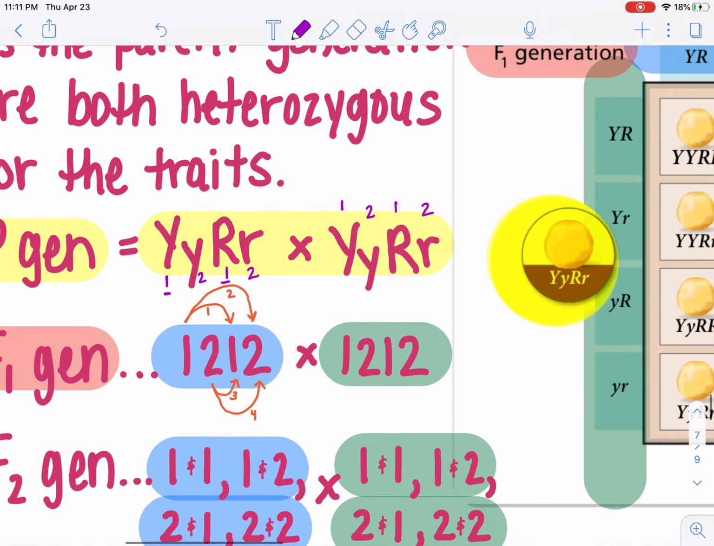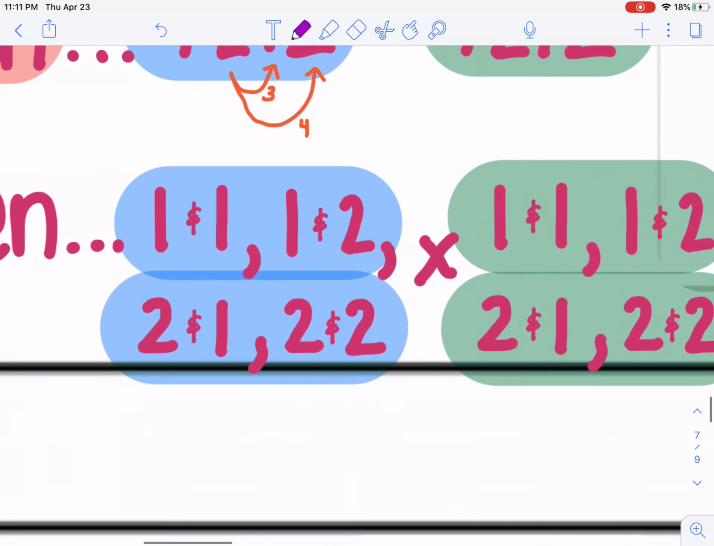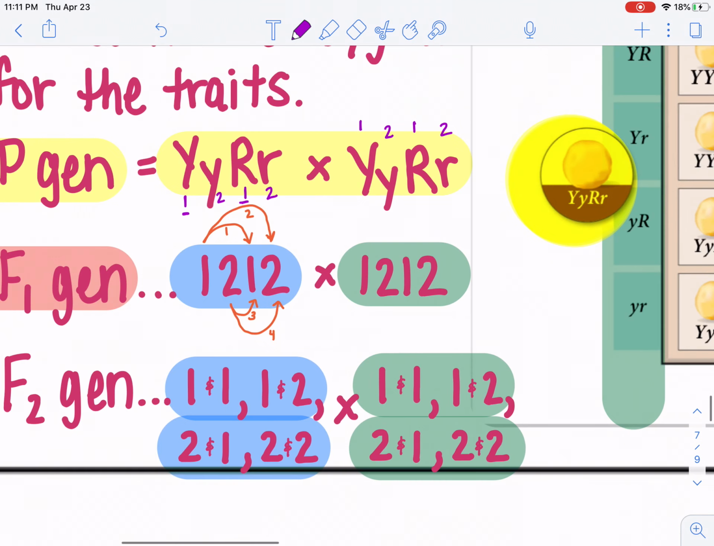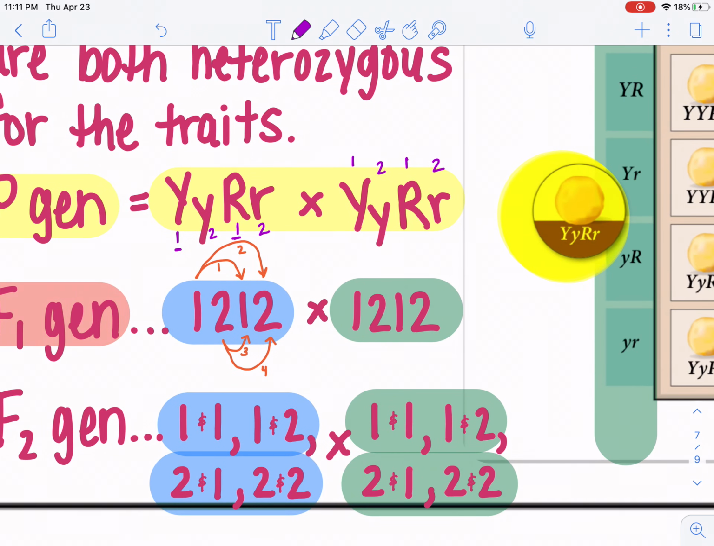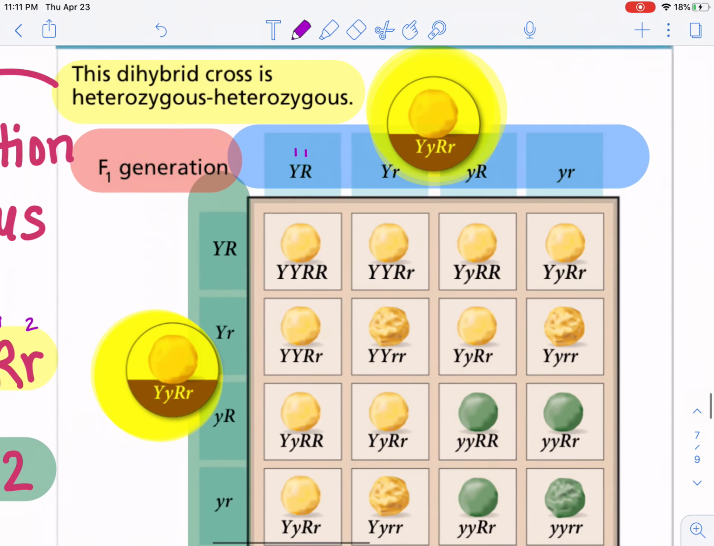Then I'm going to come back over here and I'm going to do my 1 and 2. So my 1 Y and my 2 R. So that's big Y, little r. Up here, my 1 with my 2. That's big Y, little r.